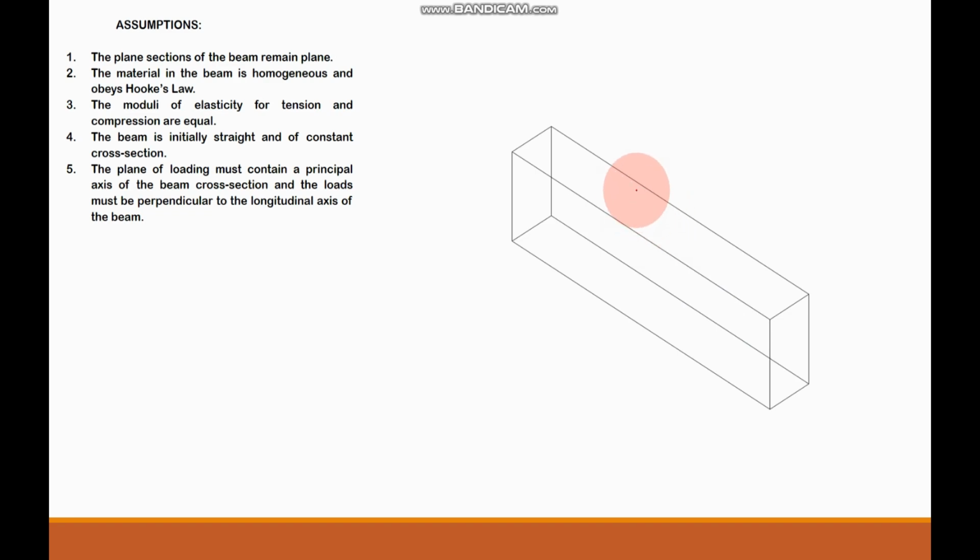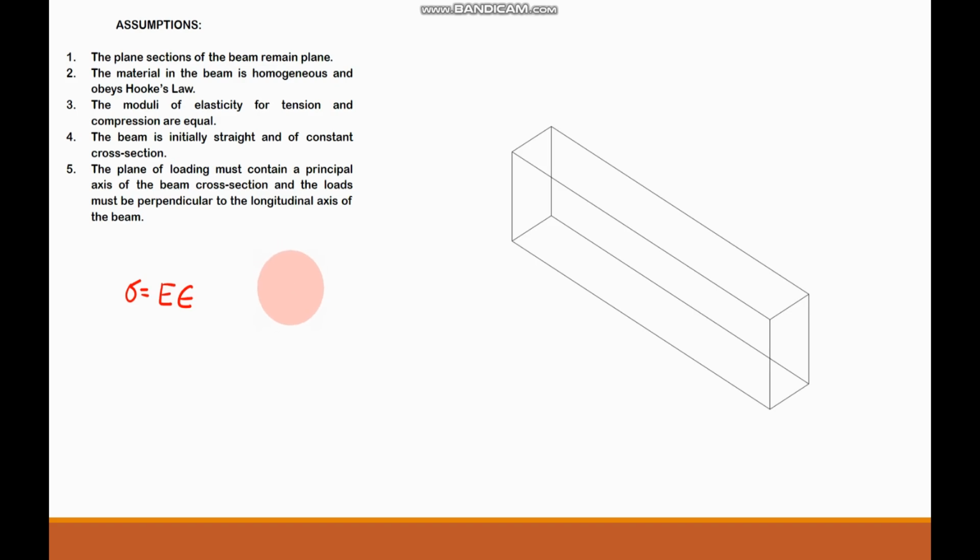So ano nga ba ulit yung Hooke's law? Hooke's law states that within the proportional limit, stress is directly proportional to strain. Thus, na-derive natin yung formula in which the stress is now equal to the product of the modulus of elasticity and then the strain. And assumption number 3, the moduli of elasticity for tension and compression are equal. Assumption number 4, the beam is initially straight and of constant cross section. So we will be considering that the beam is initially straight. So no deformation, no bending. So it is initially straight.